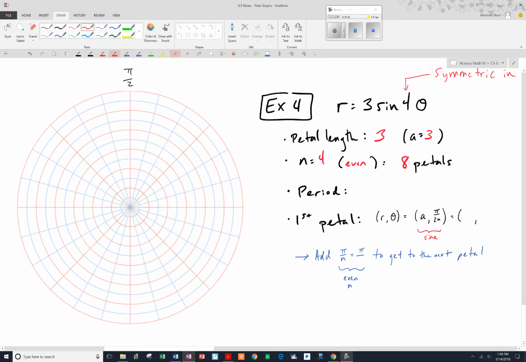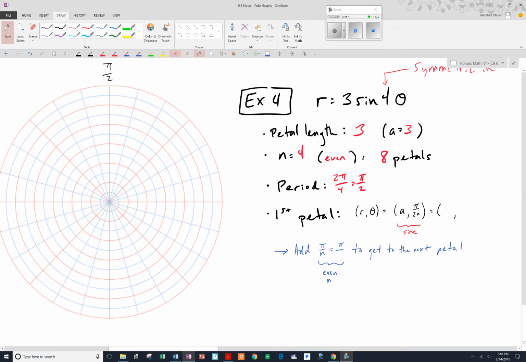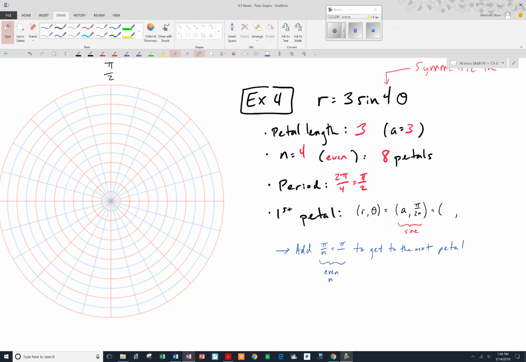The period is 2 pi over n, which is 4, which is pi over 2. Okay, so that's the period of this thing. Because I have an even number for n, I know that I'm going to have double that n value, 8 petals. And to go from one petal to the next, I need to go half the period. So I'm kind of down here right now. To go half the period, that means I have to go pi over 4 to get to the next petal. Okay, pi over 4 to get to the next petal.